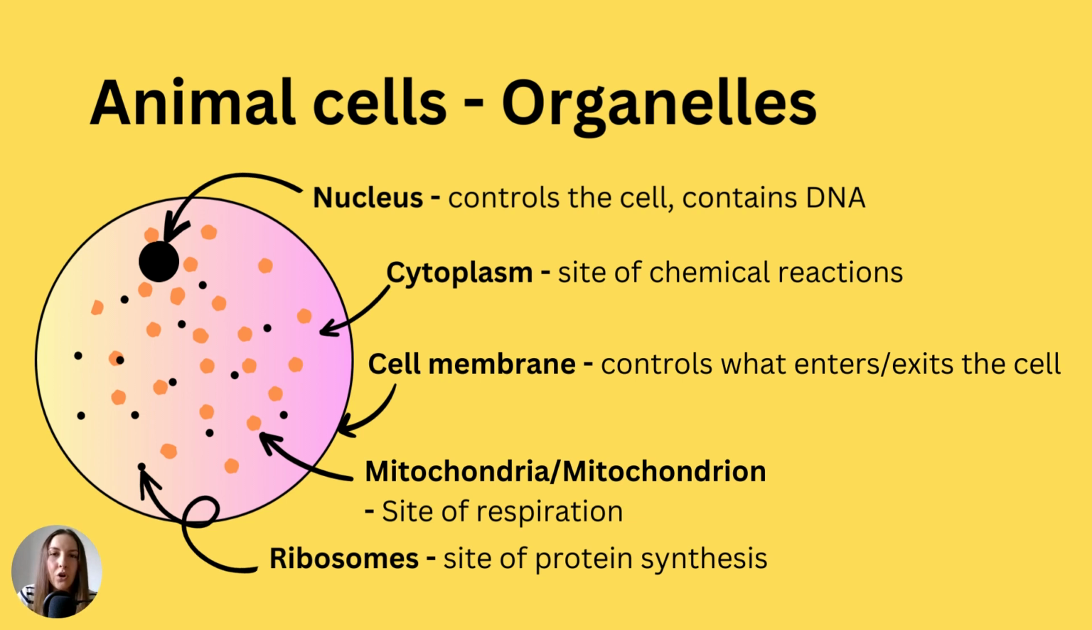We have mitochondria if there's many, or mitochondrion if there's only one of them. This is where respiration happens. And respiration is a chemical reaction which utilizes glucose to break it down and release energy, which can be used all around the organism. Ribosomes are also found within animal cells. They're structures where protein synthesis can actually occur. And what that means is how and where proteins are made.